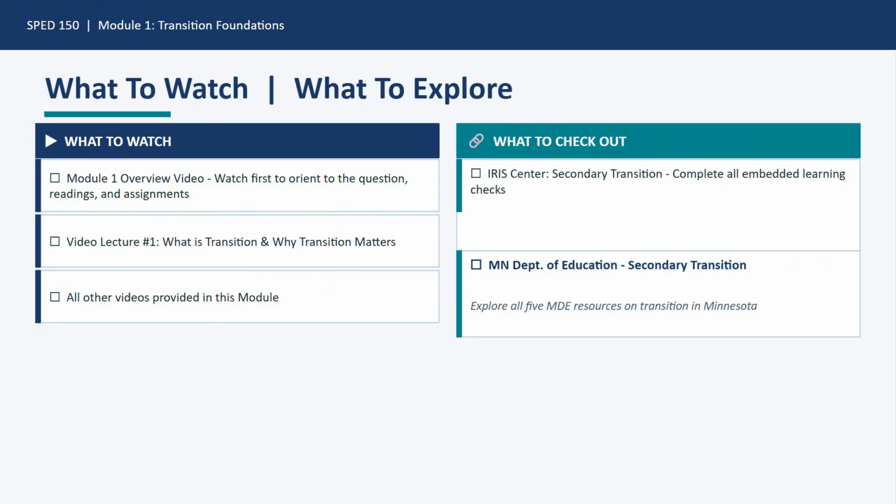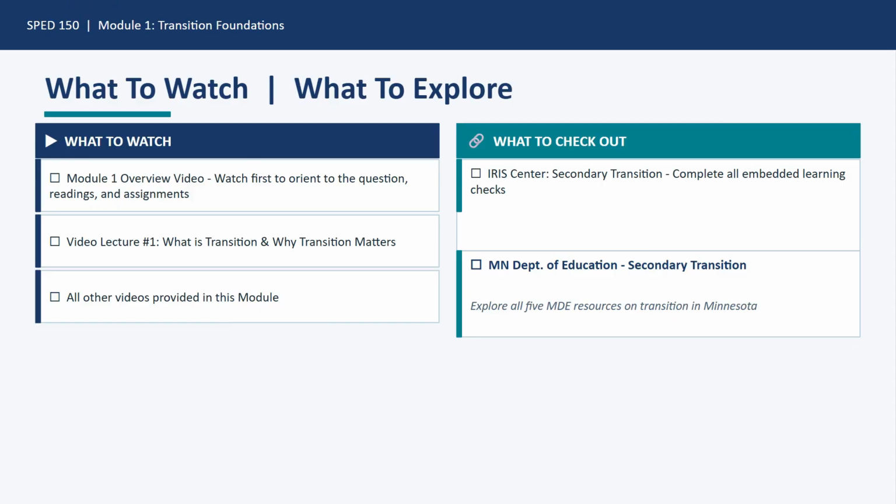Here's your week 1 checklist, everything you need to do before Sunday at 11:59 p.m. In the read column, you have IDEA 2004 forward, Whose Future Is It Anyway, pages 4 through 41. In the watch column, the Module 1 overview video first, then the video lecture. In the explore column, MDE's secondary transition page and scavenger hunt, as well as the IRIS module.